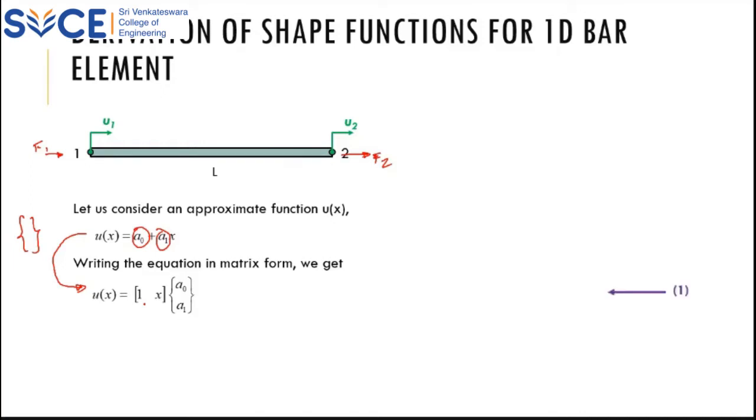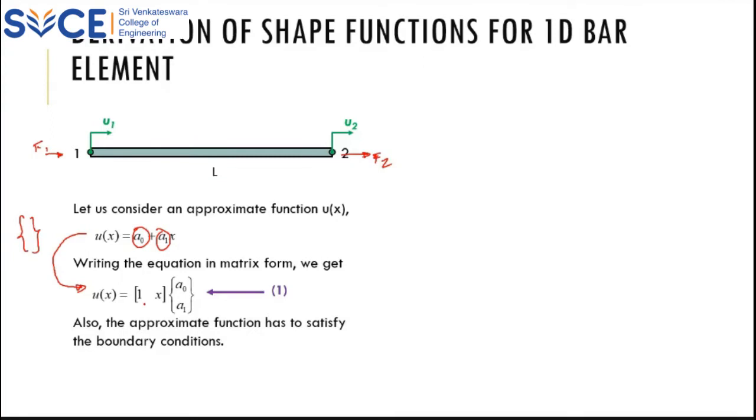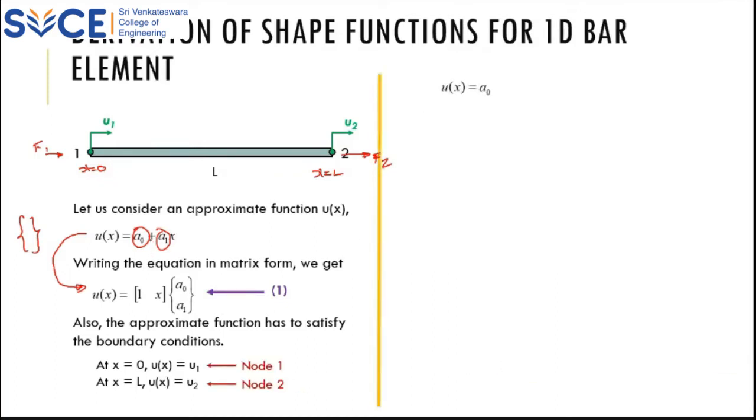Now I'm going to apply the boundary conditions. What is my boundary condition? When x is equal to 0, your u is u1. When x is equal to L, your u is u2. Let me apply this. For the first case, when x is equal to 0, I'll get a0. When x is equal to L, I will get a0 plus a1L.